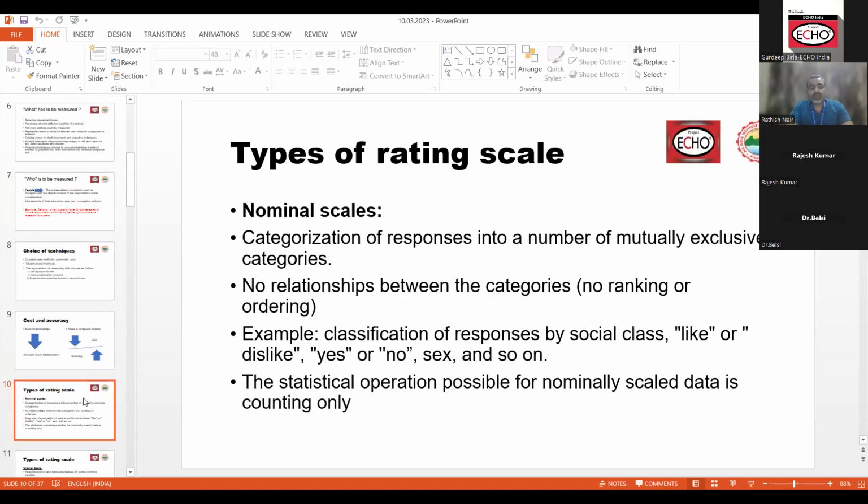While we are looking at the types of rating scales, there are a few types which we'll be looking at in the following slides. The first one which we would like to discuss will be the nominal scale, which is a categorization of responses into a number of mutually exclusive categories. There are no relationships between the categories, that is, no ranking or ordering. For example, classification of responses by social class, like or dislike, yes or no, sex or gender, and so on. The statistical operation possible for nominally scaled data is counting only.